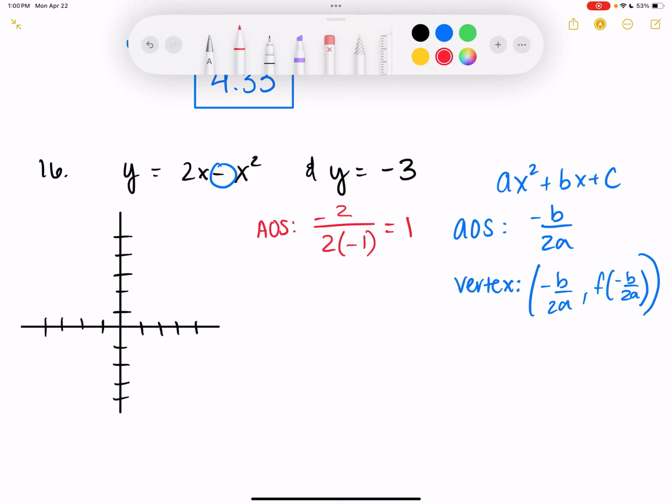Then the vertex would be at x equals 1, and we have to find the other point, so plug in 1. So we get 2 times 1 minus 1 squared, which is 1. So I have a vertex at (1, 1).